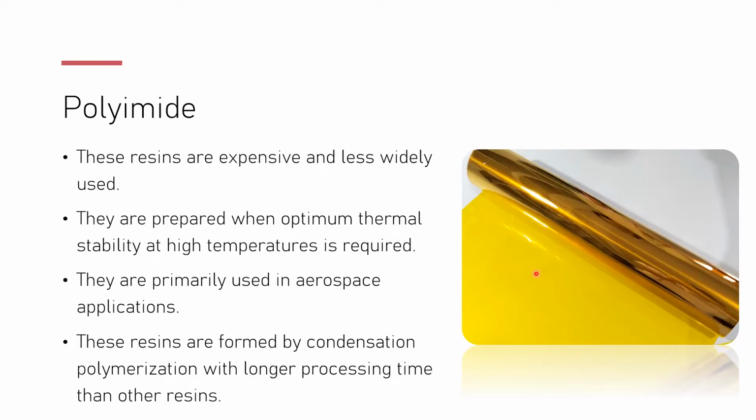So polyimide looks like little sheets like that, and these resins are really expensive, and because of the cost, we use them only for certain applications. So they're not widely used. They're used when optimum thermal stability at high temperature is required. Every time you have to do with high temperature, the process is expensive, because now we're also looking for optimum stability at that temperature, and that's pretty difficult to do. So everything that is difficult in the manufacturing operation, there's money behind it.